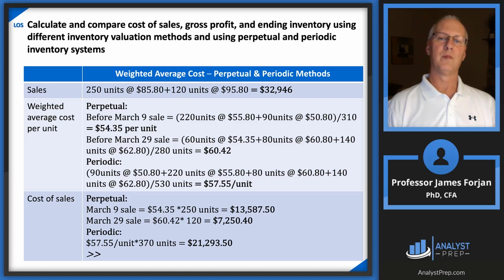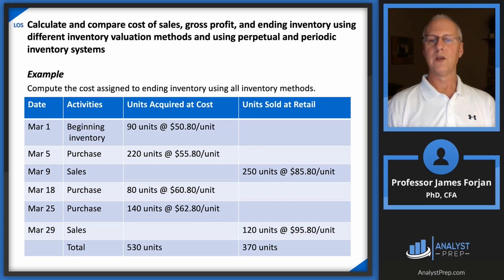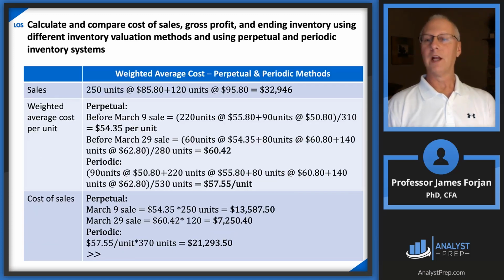Now, what we need to do under the perpetual method is go all the way back to those 90 units at $50.80 and add the 220 units at $55.80, and we're going to divide those by the 310 because that's how many were available for sale. So that gives me $54.35 per unit during that time period. And then we do the same thing after that time period, and we get a weighted average cost per unit of $60.45.